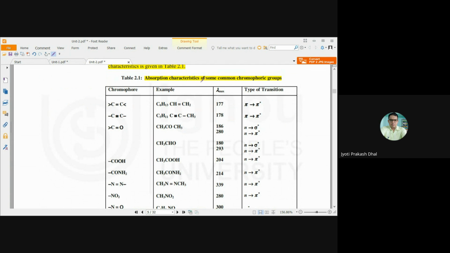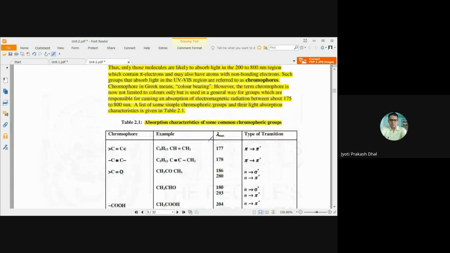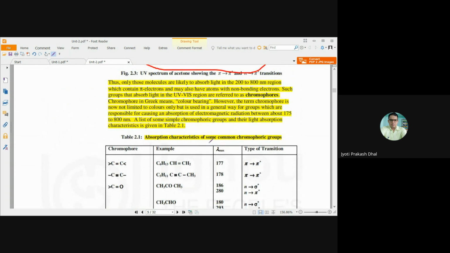So these are the absorption characteristics of the common chromophoric groups. Here another factor is called the chromophore. The only molecules that absorb light in the 200 to 800 nanometer region contain pi electrons and may also have atoms with non-bonding electrons. If the number of atoms with non-bonding electrons is more, then the wavelength of absorption will be extended to longer wavelength. Such groups absorb light in the UV visible region and are referred to as chromophores.